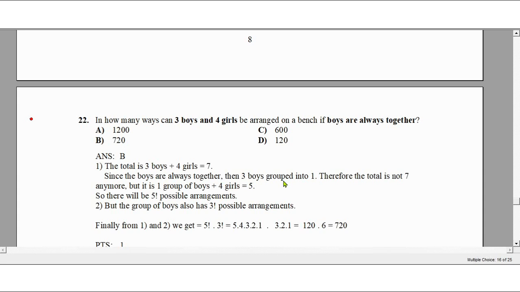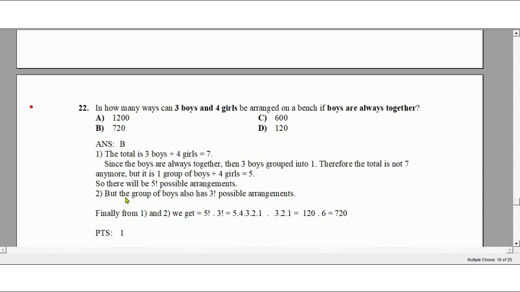Therefore, the total is not 7 anymore, but it will be one group of boys plus 4 girls. It will be 5 different objects. So there will be 5 factorial possible arrangements, because these 3 boys are grouped as one. That's why 1 plus 4 is 5. So it will be 5 factorial possible arrangements.